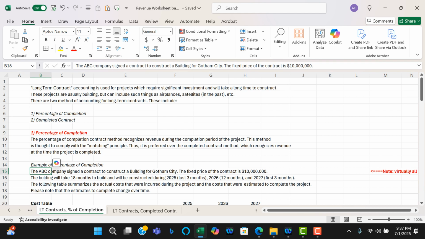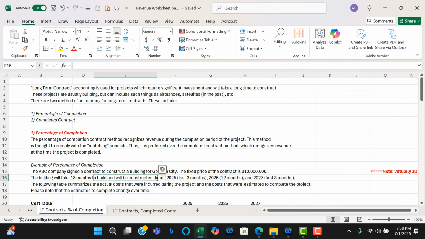Okay, so the ABC Construction Company signed a contract to construct a building for Gotham City. Okay, the fixed price of the contract is 10 million. So if their costs come in under 10 million, they have a gross profit. If they come in over 10 million, they have a loss, because the contract price is fixed.